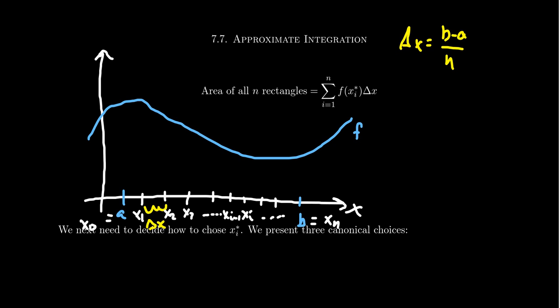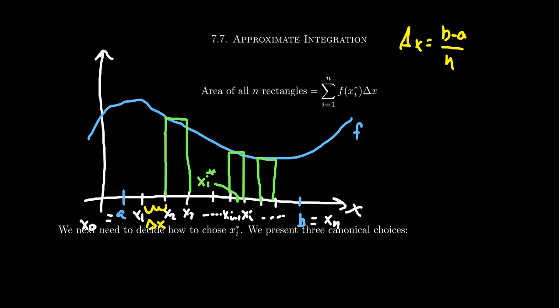To find the area under the curve, we take the intervals we created with all these little tick marks, and we form a rectangle associated to each interval. The width of the rectangle will be the width of the subinterval, which is delta x. The height of the rectangle is determined by the height of the function. We pick some representative, which we might call xi star. Xi star shows up in the ith interval, between xi minus 1 and xi. The star represents that it's not necessarily xi itself.